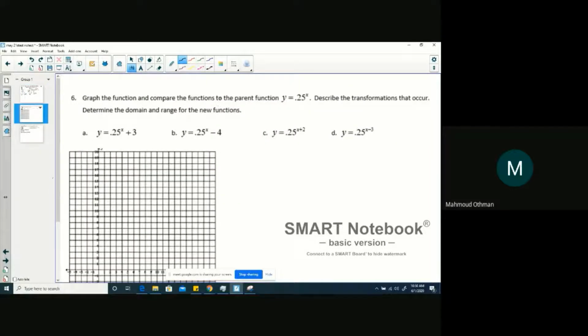Graph the function and compare it to the parent function y equals 0.25, or 1/4, to the x. Describe the transformation that occurs. Determine the domain and range for the new functions. So we have to compare these functions to the function y equals 2 to the 0.25x.